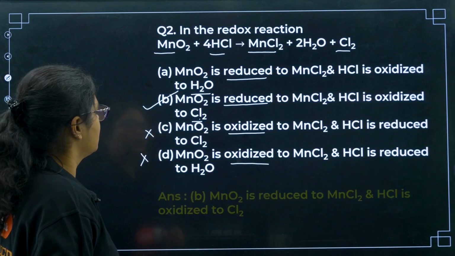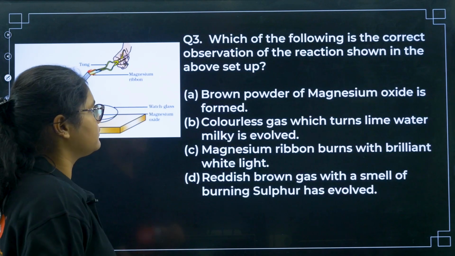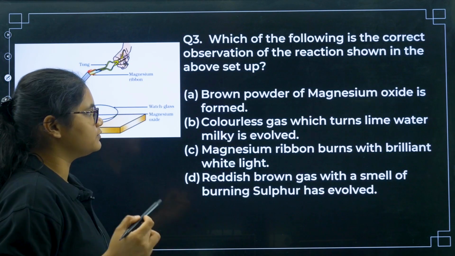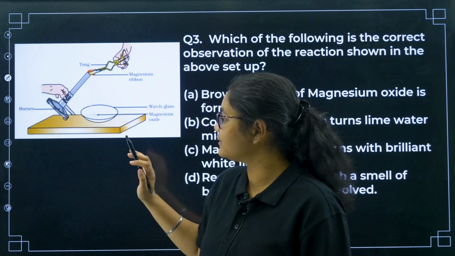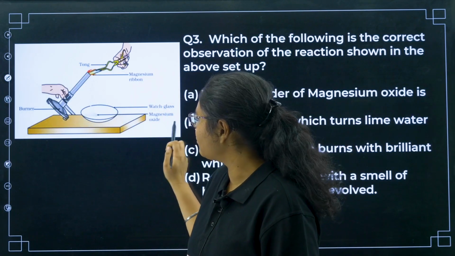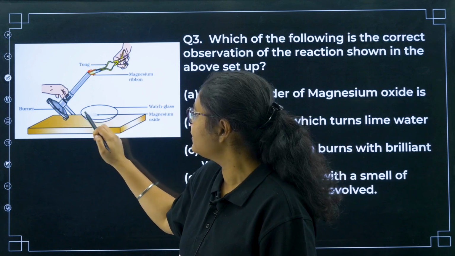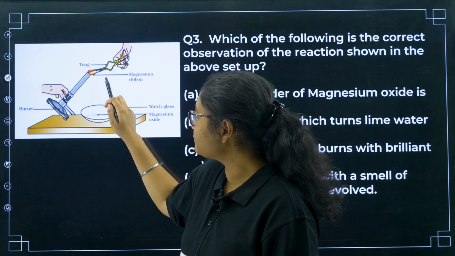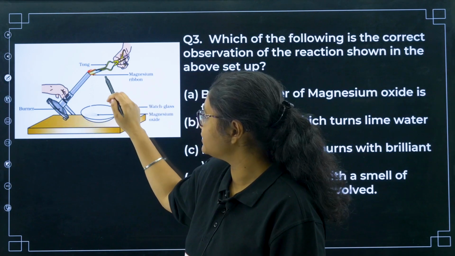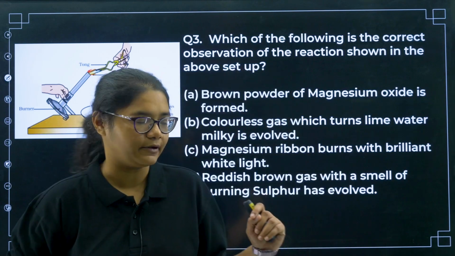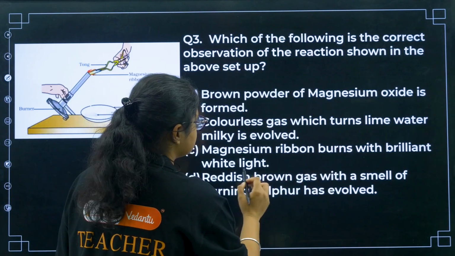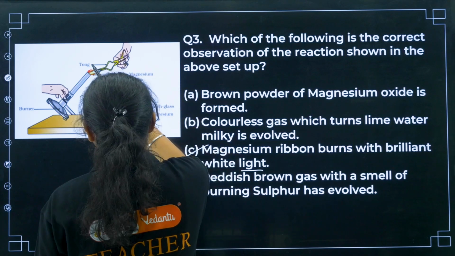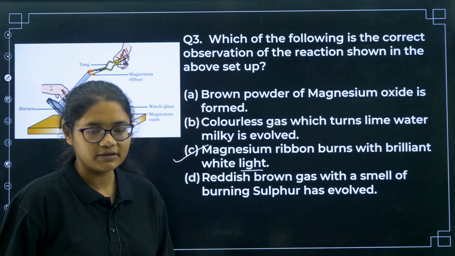Next question number 3, which of the following is the correct observation of the reactions shown in the above setup? If you see this reaction, you have a watch glass, and a pair of tongs, and you have taken a magnesium ribbon and you are burning it. We all know that in this case magnesium ribbon burns with a white brilliant light. You can see here, so that is option number C.